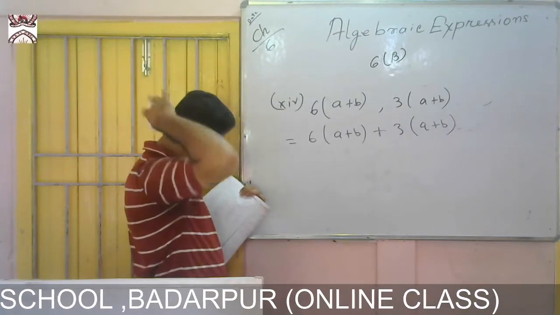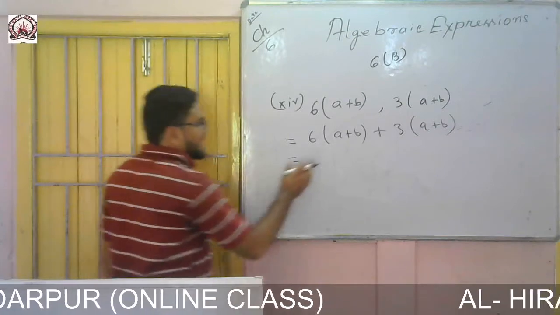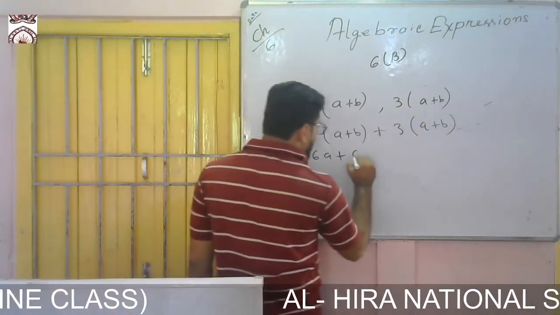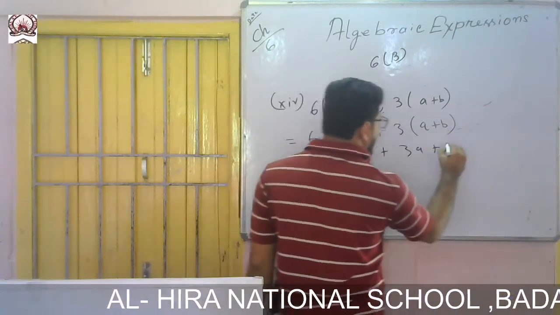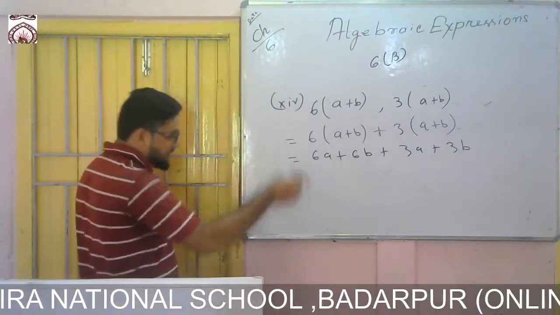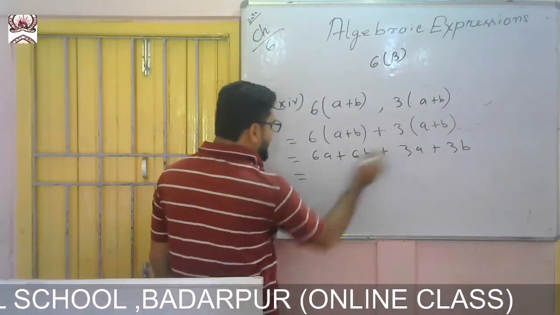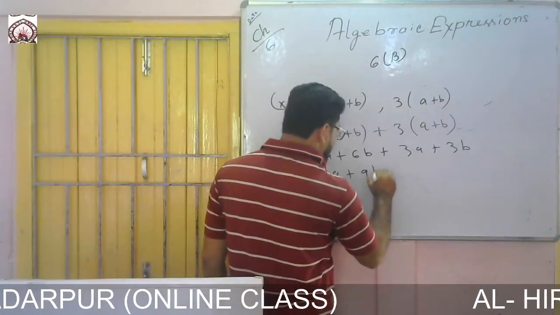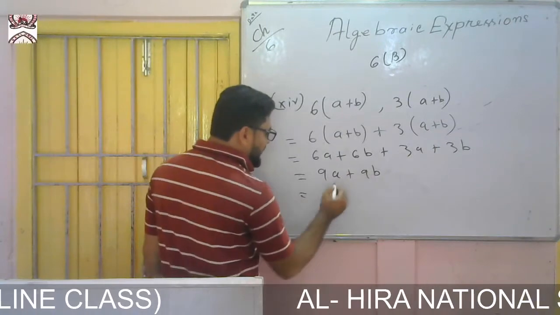Okay. So you can break it also. By breaking also you can write: 6 into a, 6a, plus 6 into b, 6b, plus 3 into a, 3a, plus 3 into b, 3b. Like this, by the distributive property you can break it and write. So 6a and 3a is 9a, plus 6b and 3b is 9b. Okay.